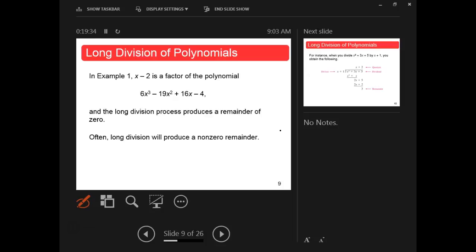Okay. For example, in example 1, x minus 2 was a factor of that polynomial. The long division process produced a remainder of 0. Often the long division will produce a non-zero remainder. That means whatever you divided by is not a factor. In this case, it was.